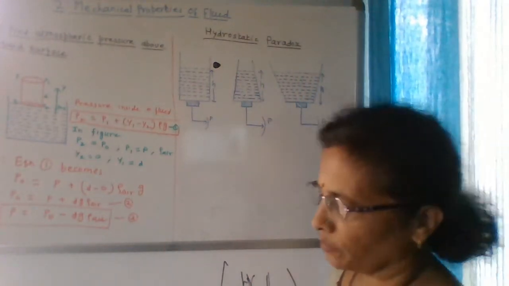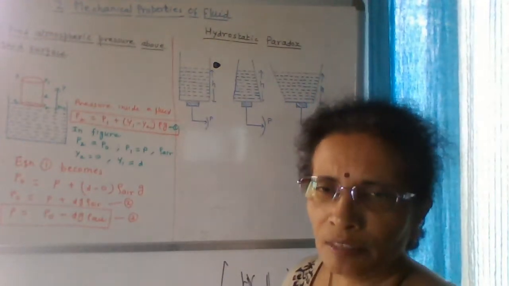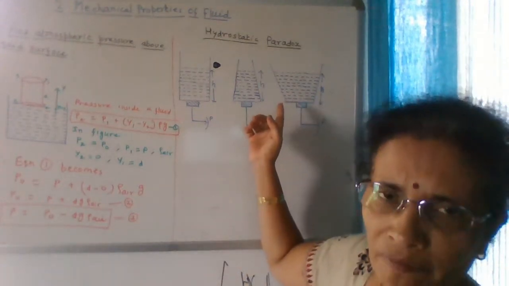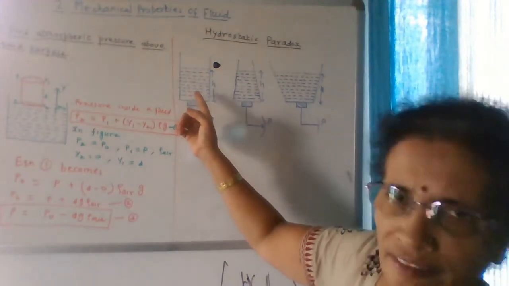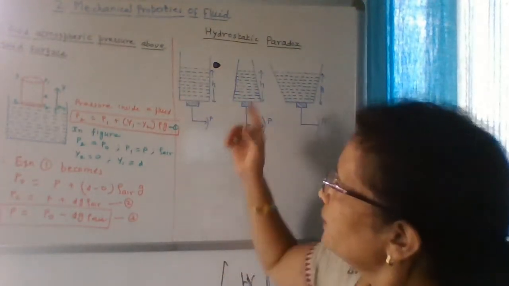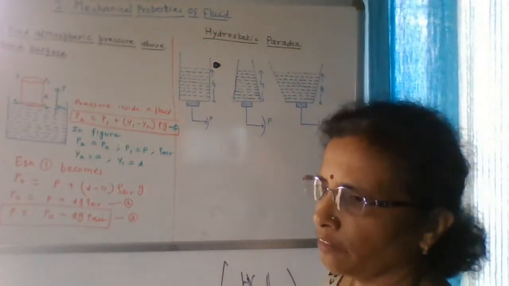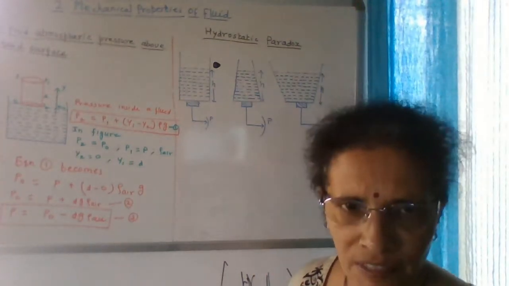So what is our common observation? That this wider container contains the more amount of liquid. So the weight is more, the maximum weight of the fluid is here compared to the straight container, and the lowest weight will be exerted here in the narrow container, because the minimum amount of liquid is occupied here. This is our general observation.